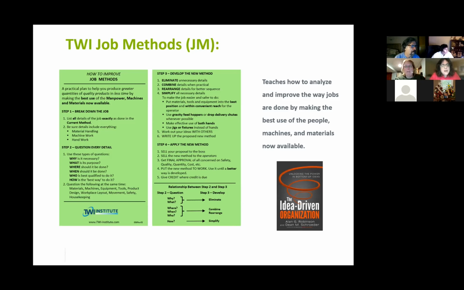The other key thing about this is that it's what is available now. So what job methods is, it's not requesting of management, I'm making this up, to spend $50,000 on a new piece of equipment. That's a different part of improvement. That might be more engineering projects. That might be Six Sigma stuff. That's all important.